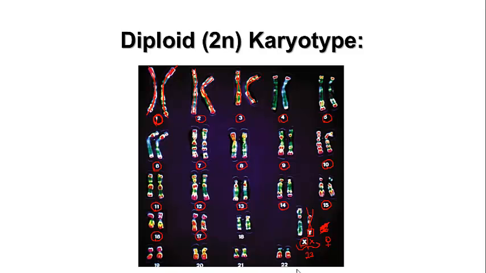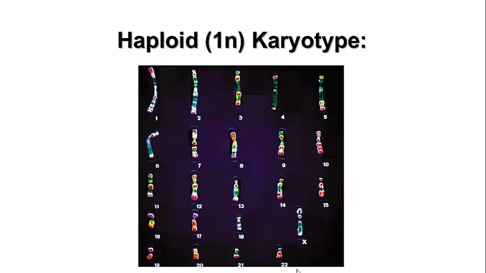So again, the term diploid signifies the possession of two homologous chromosomes for each type of chromosome. The term haploid signifies the possession of only one chromosome for each type of chromosome. So now let's go to the haploid karyotype. In contrast, this karyotype shows the haploid state.